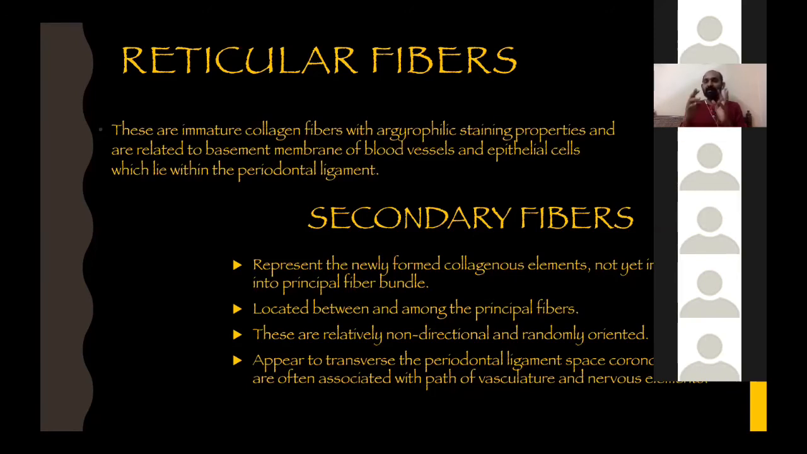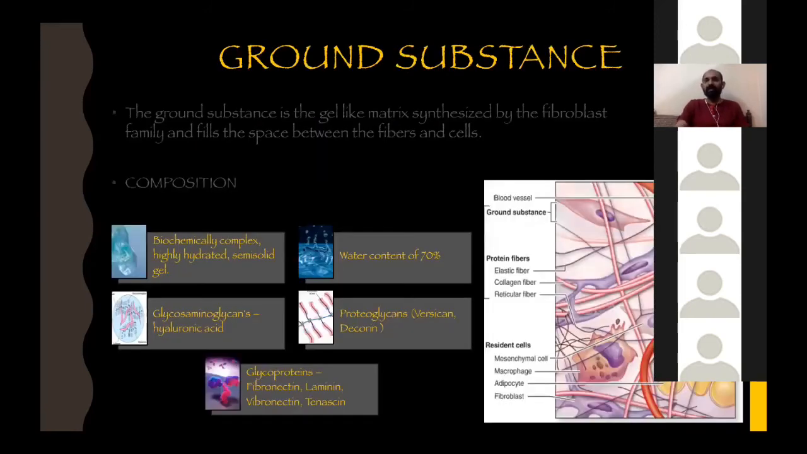So fibers had collagen, Sharpey's fibers, the intermediate plexus, the elastic fibers, and the other group of fibers, right? So that is what we have done. Okay, so we'll just rush through the whole thing again. Then finally you have ground substance.